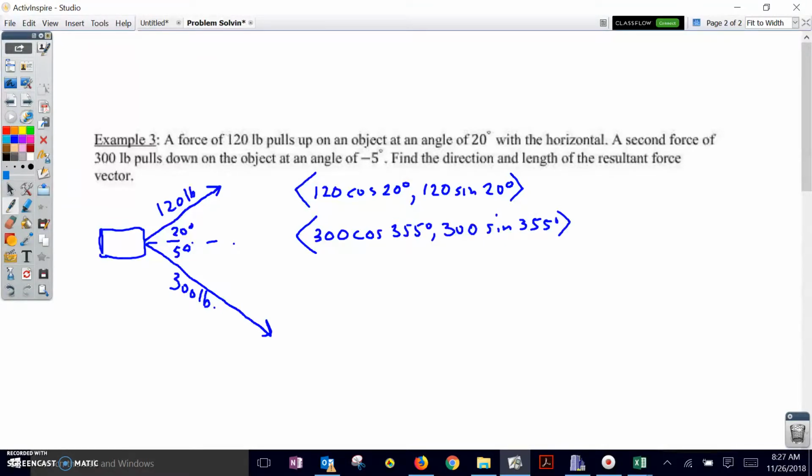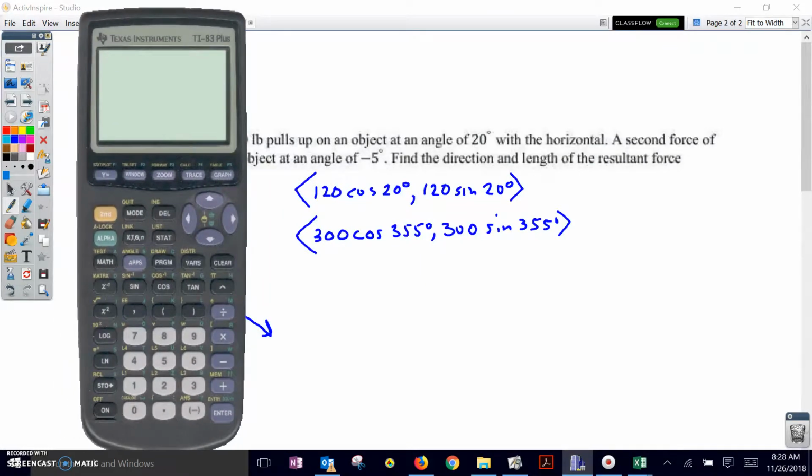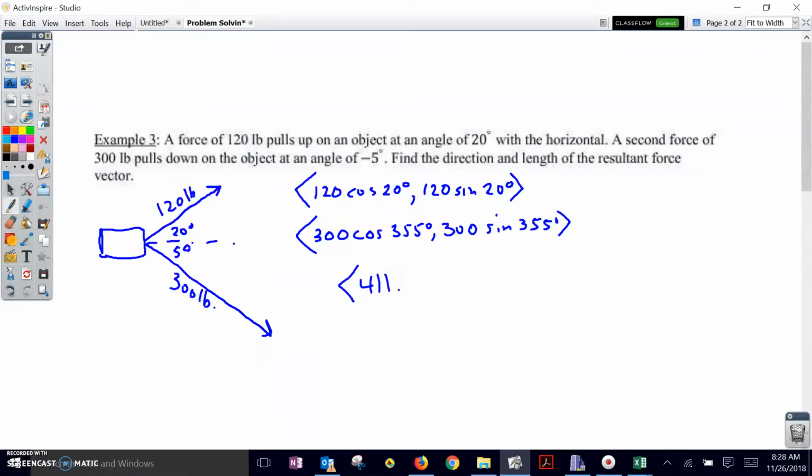And so in order to find the resultant vector from these two, we're going to add these two vectors together. To get the x component of our new vector, we take 120 cosine of 20 plus 300 cosine of 355. Let me make sure I'm in degree mode. Okay, I am. And we get 411.622 as the x component of this vector.